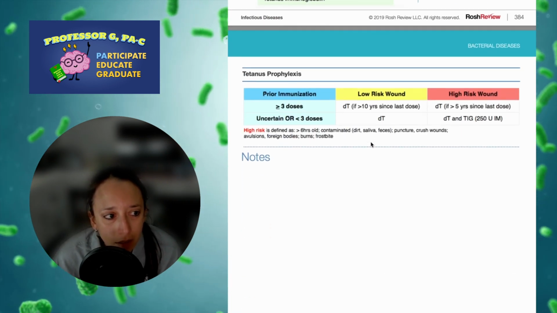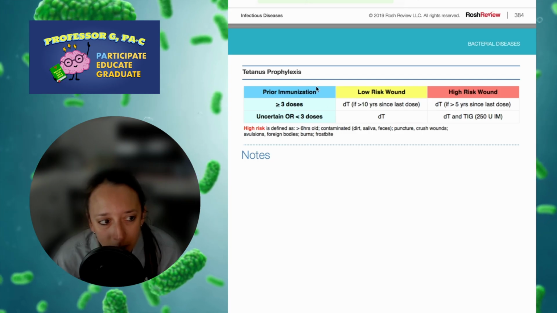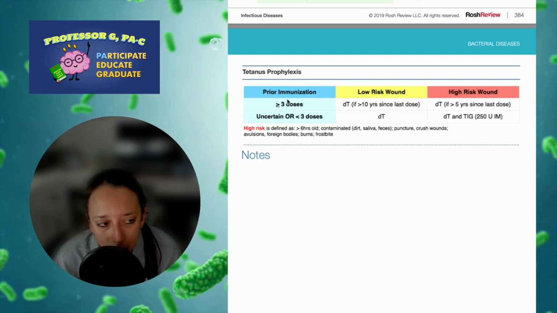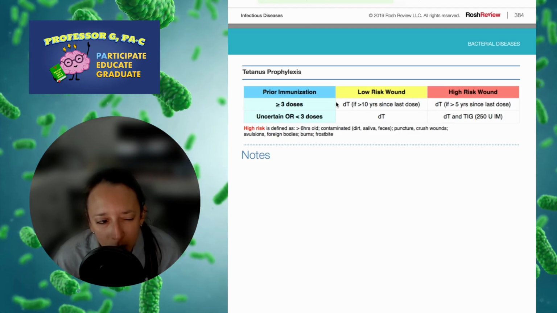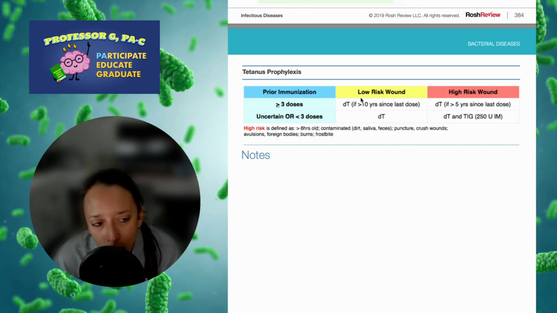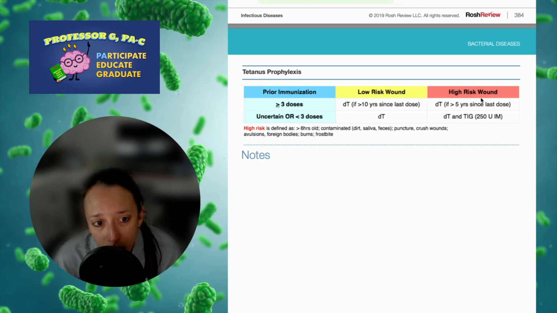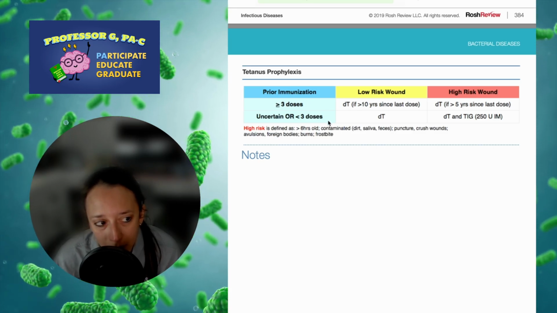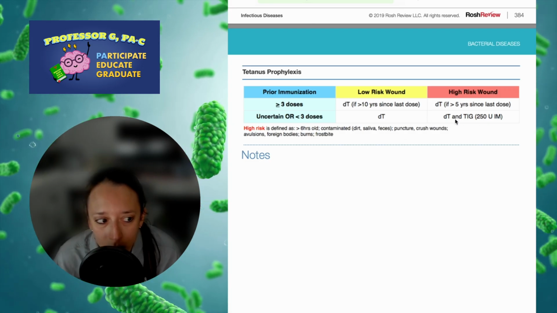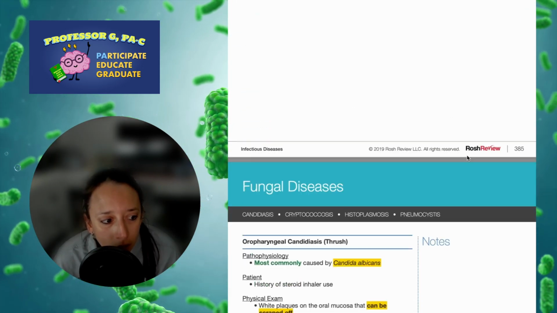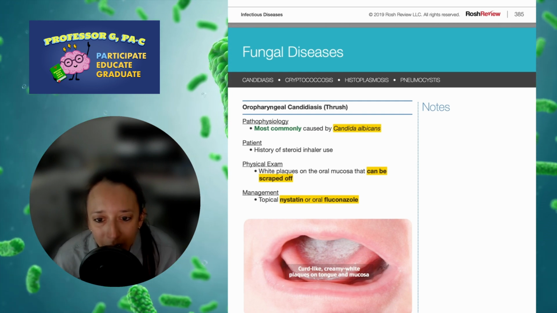All right, and then here's the immunization for tetanus prophylaxis. If they've had prior immunization greater than or equal to 3 doses, and they have a low risk wound, you can update their booster over 10 years. If they have a high risk wound and they've had greater than 3 doses, if it's been 5 years, you want to update. If they have uncertainty, then that's when we need to give the vaccine or give it with the immunoglobulin.